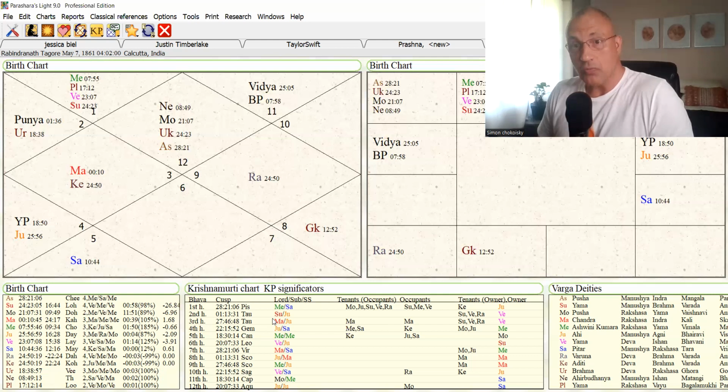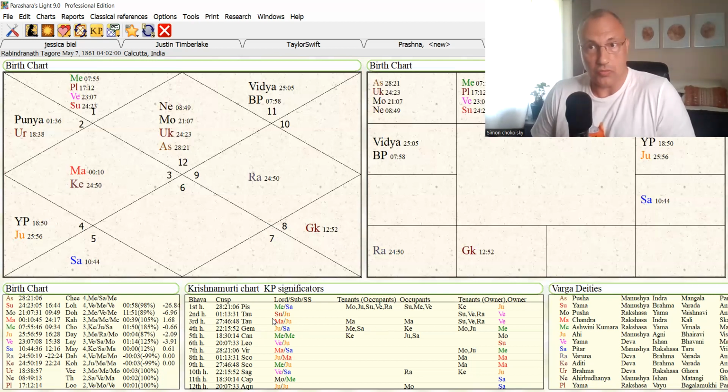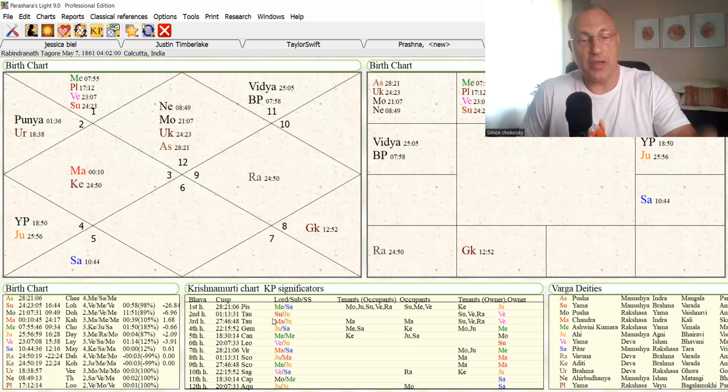He said, "This person is a homeless person. They're a beggar." And they said, "How did you know?" "Yes, it's true." Because the chart looked really nice, with benefics and all that kind of stuff, because of the yogas.